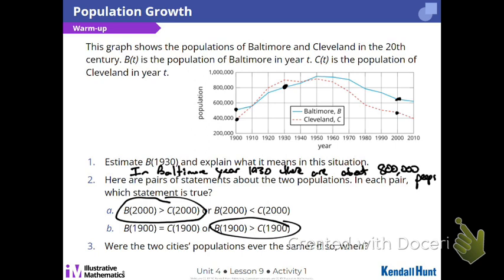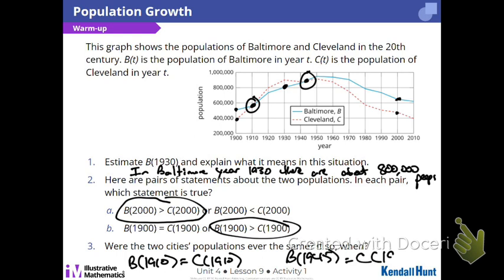Okay, when are they equal? Around like 1942. So I got right here is one that's equal, and right here too. So I would say something like B of 1910 equals C of 1910. And we could also say B of 1945 equals C of 1945. Those are describing the two times when they are the same.